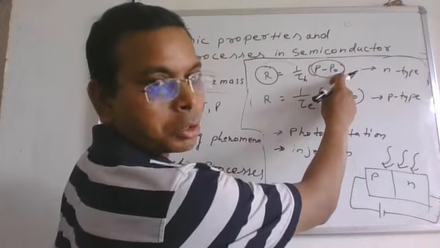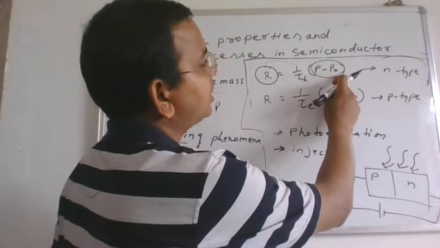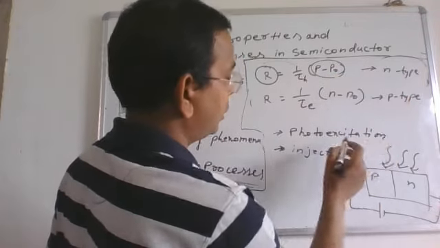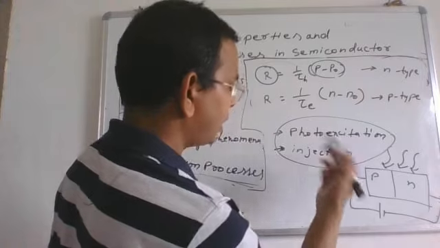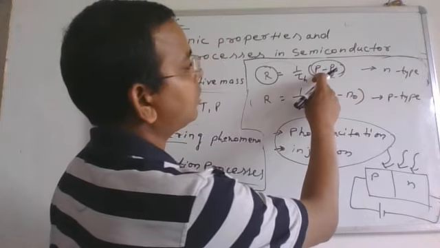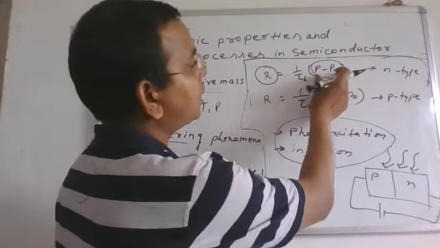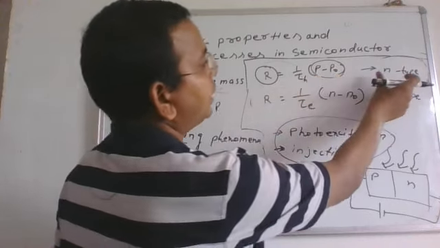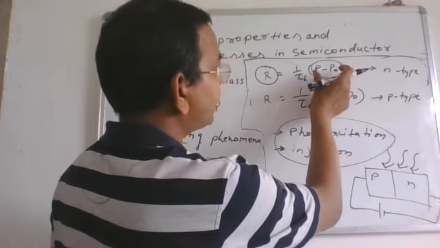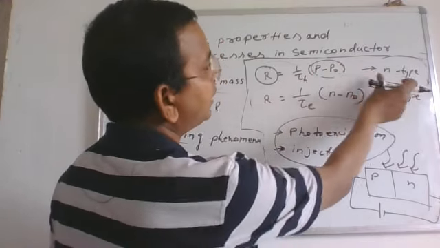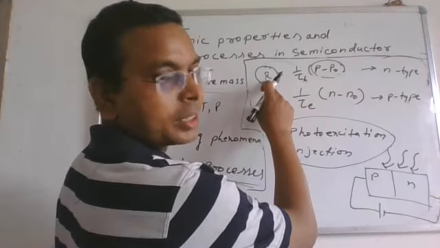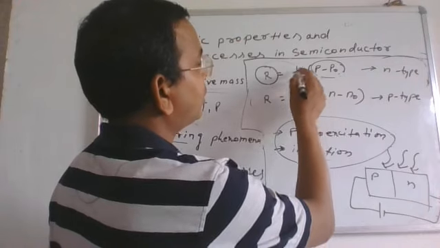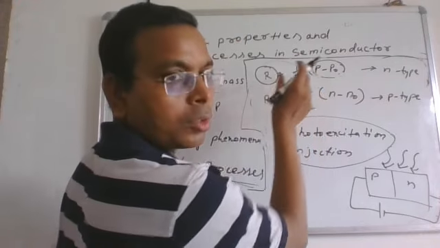Suppose p naught is the initial concentration of holes in an n-type semiconductor, and after doing these two operations, photoexcitation or injection, the final hole concentration becomes p. Then p minus p naught is the excess of minority carriers, that is, the excess of holes in the n-type semiconductor. So how is it changing? The rate of change of this excess of holes in n-type is the recombination rate. So this is divided by some time constant tau h. So tau h is called the recombination constant for holes.